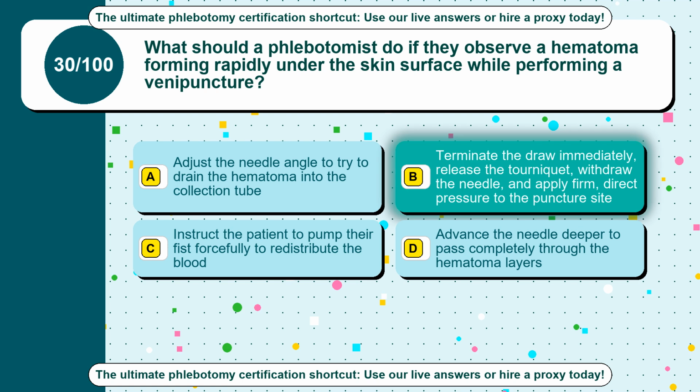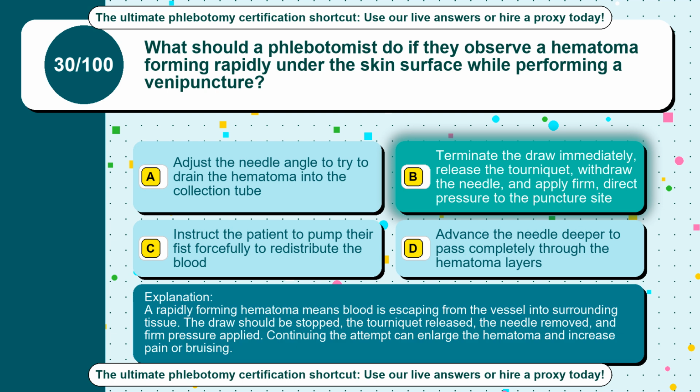The correct answer is option B, terminate the draw immediately, release the tourniquet, withdraw the needle, and apply firm, direct pressure to the puncture site. A rapidly forming hematoma means blood is escaping from the vessel into surrounding tissue. The draw should be stopped, the tourniquet released, the needle removed, and firm pressure applied. Continuing the attempt can enlarge the hematoma and increase pain or bruising.